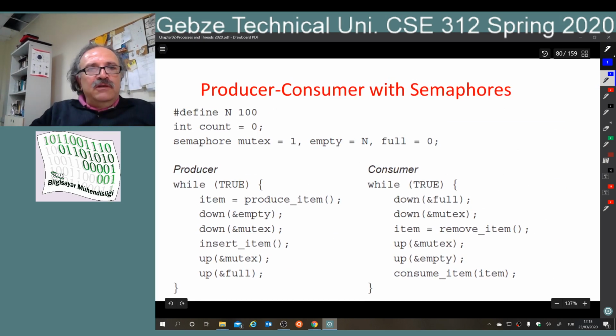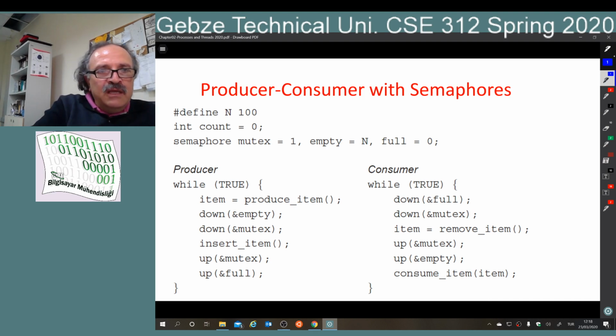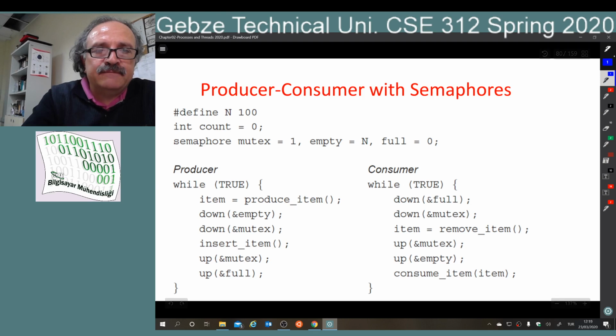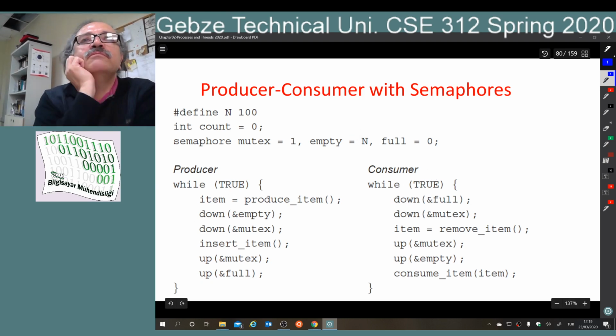Good. So this is the solution for the producer-consumer problem using semaphores. I need 3 semaphores. One is a mutex for the critical region, for entering and leaving it. Another is a counting semaphore that counts the number of empty slots; at the beginning I have n slots. The third counts the number of filled slots. N is 100, so I have a total of 100 places available at the beginning. Each side runs in an infinite loop.